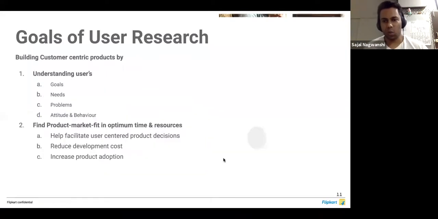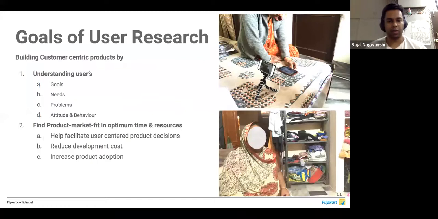The second is, why do we do user research? So in my opinion, there are basically two parts to user research, or two kinds of goals to it. The first is to understand users. And when we try to understand users, we look at what their goals in life are, what needs they have, what problems they have in order to achieve their goals, and what attitudes and behavior they have in the particular domain that we want to understand. That's one. The second is that all that is going to inform us to make better product market fit.